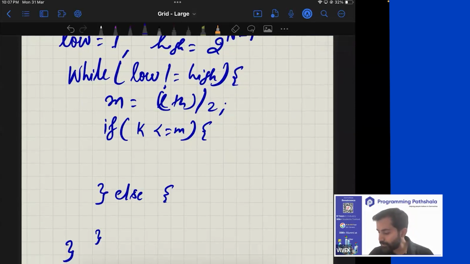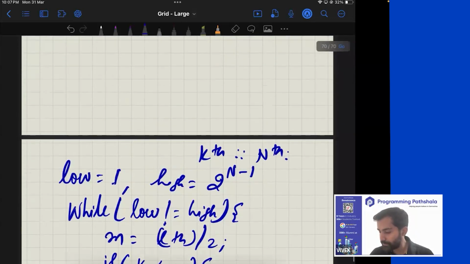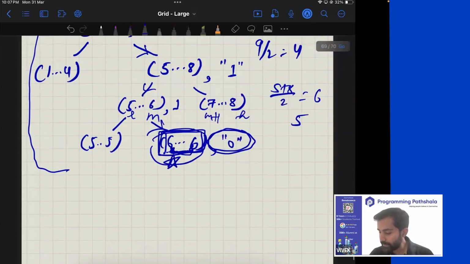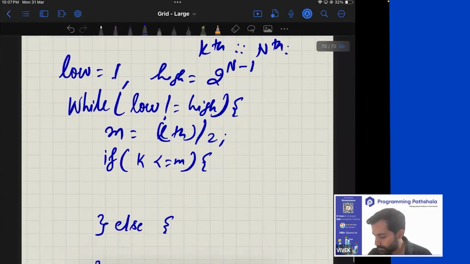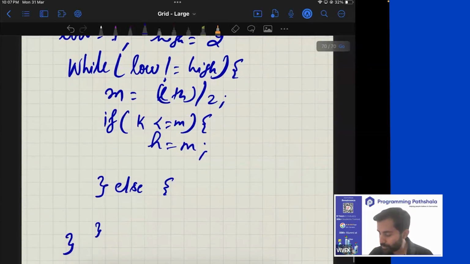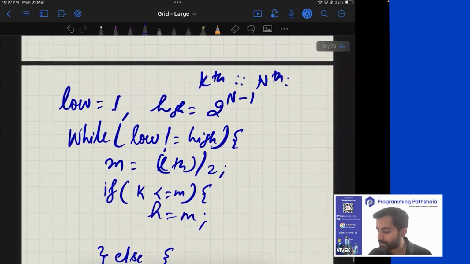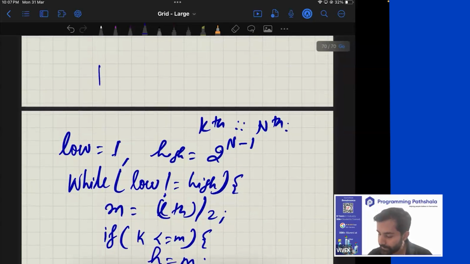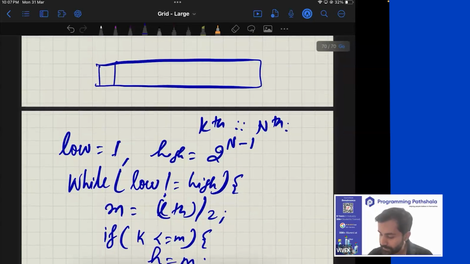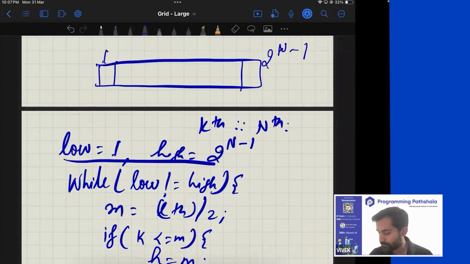So when you go to the left half, what do you do? Going to the left half means you want to change your high to become equal to mid. So in this case, you will do high equals to mid. And when you go to the right half, you change your low equals to mid plus 1, right? Why low equals to mid plus 1? Because initially we are considering the entire string whose first index is 1 and last index is the length of the string, which is 2 power n minus 1. That is the reason. You got it?